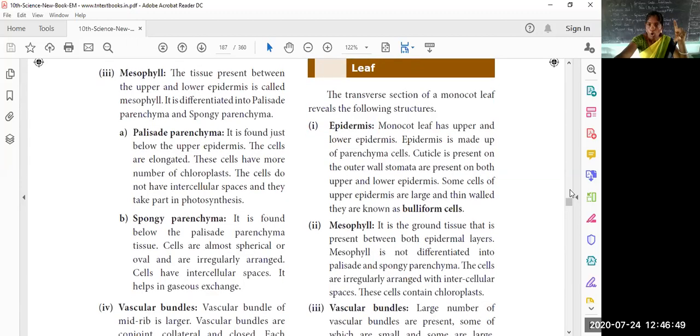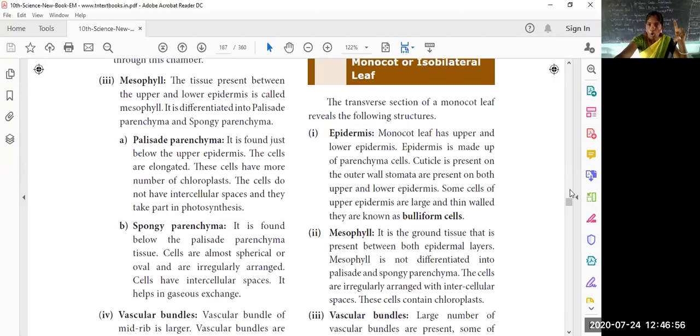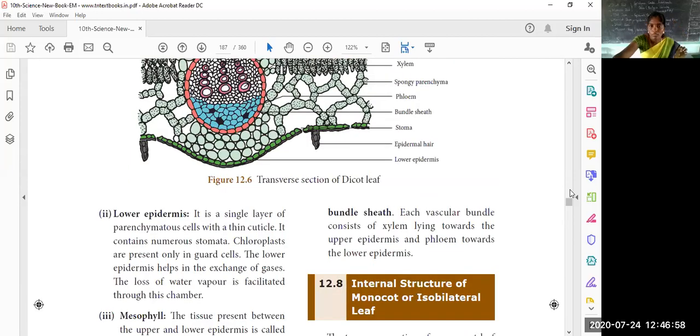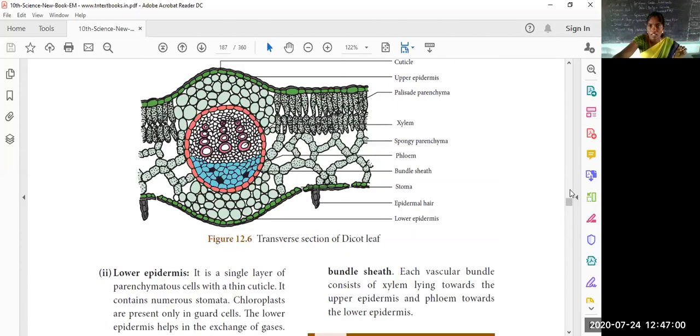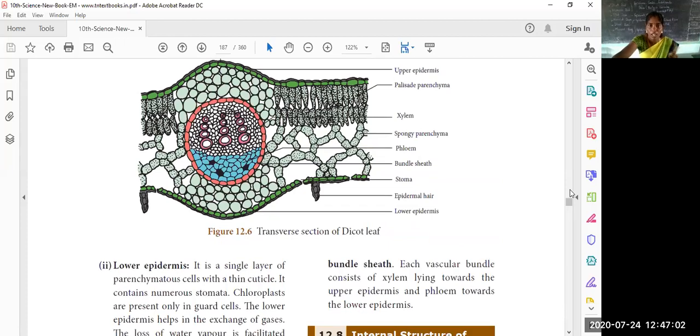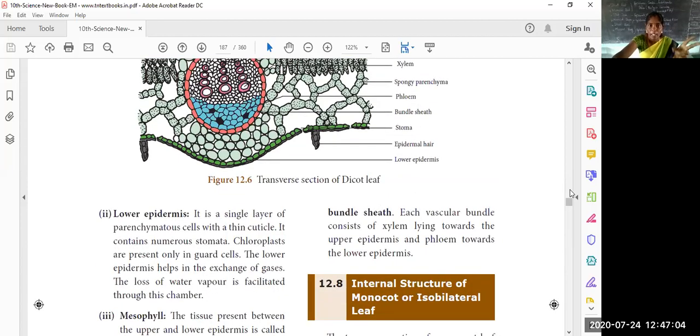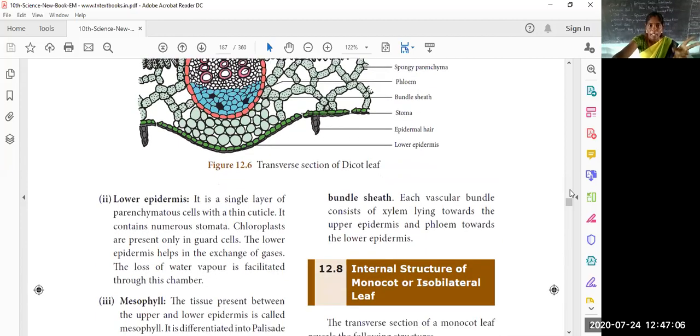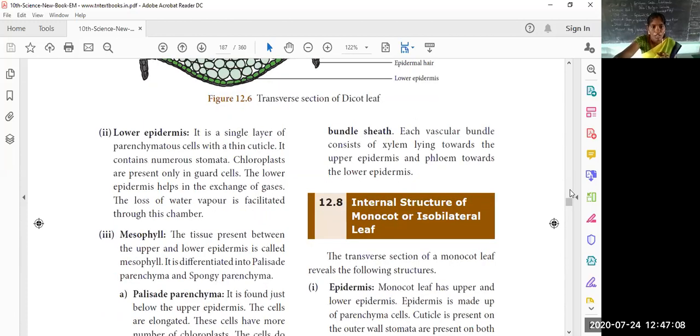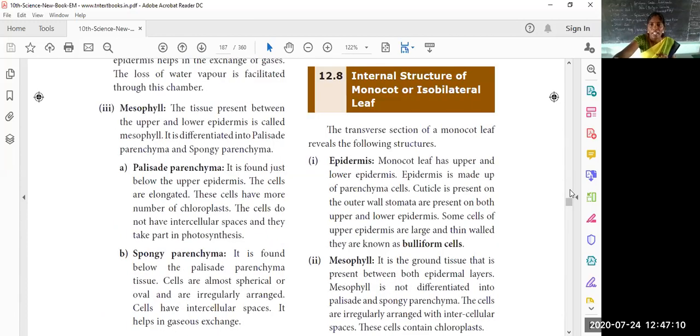The cells do not have intercellular space. Intercellular means in between the cells, and there is no space present between the cells. They take part in photosynthesis.